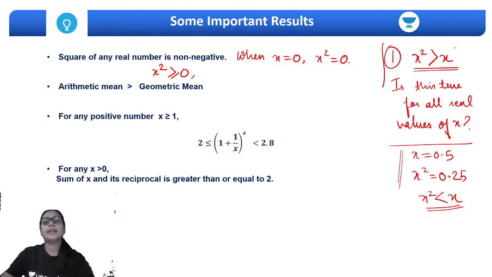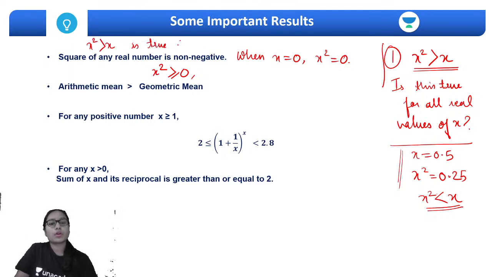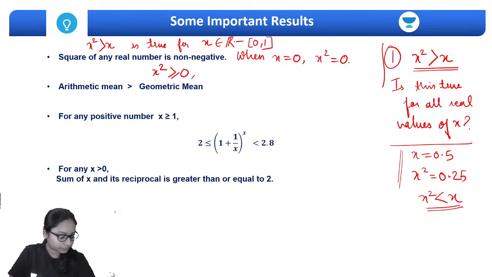So this inequality is true. I can write that x square is greater than x is true for all the values of x when x belongs to the set of real numbers minus the interval 0, 1. If x is negative, then x square has to be greater than x. Definitely, if x is negative, then x square will always be a positive quantity. Hence, this will be greater than x.